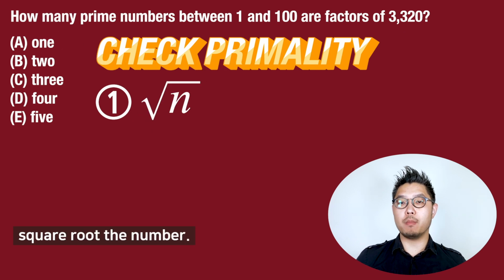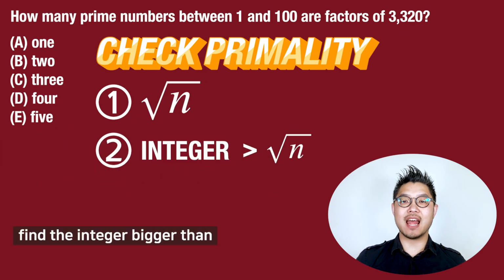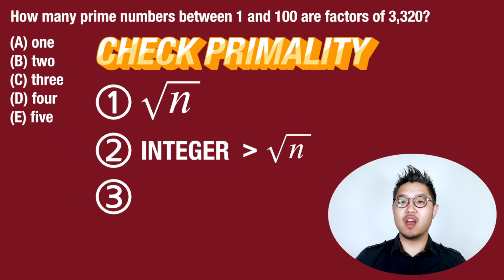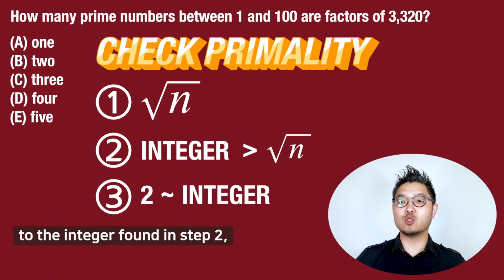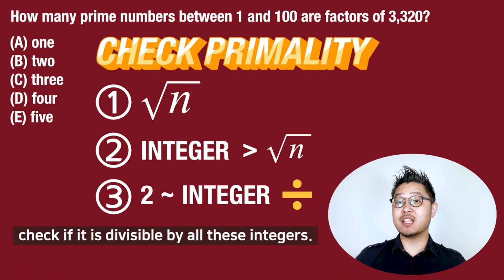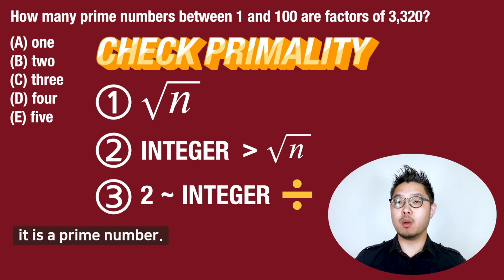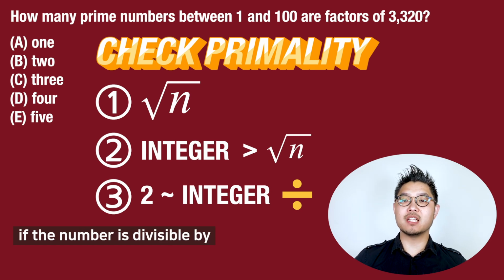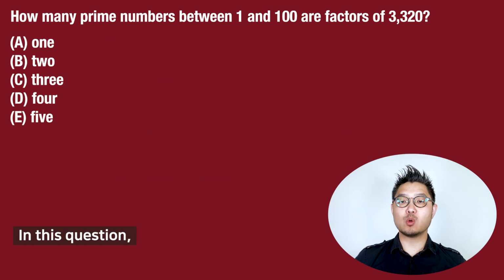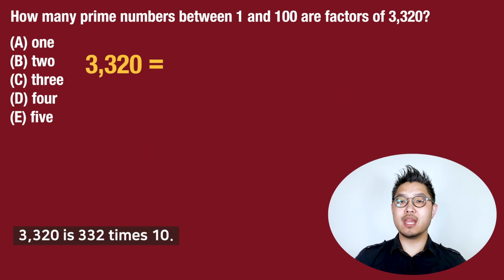First, square root the number. Second, find the integer bigger than this square root number. Third, from integer 2 to the integer found in step 2, check if it is divisible by all these integers. If the number is not divisible by all checked integers, it is a prime number. On the other hand, if the number is divisible by one of the checked integers, then it is not a prime number.